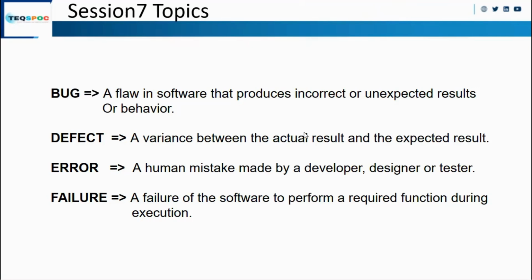Then errors are basically human mistakes which we make, as a developer, a designer or a tester. Whatever mistake you make, that is an error. And failure, everybody knows what failure is. If you are not able to perform something according to the requirement, that is a failure. A failure is when the software fails to perform a requirement. If you fail to perform according to the requirement, then it is a failure. Now coming to the next.